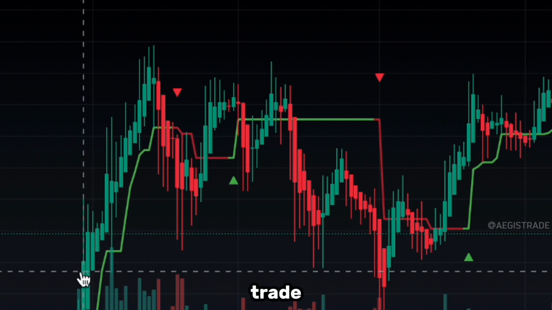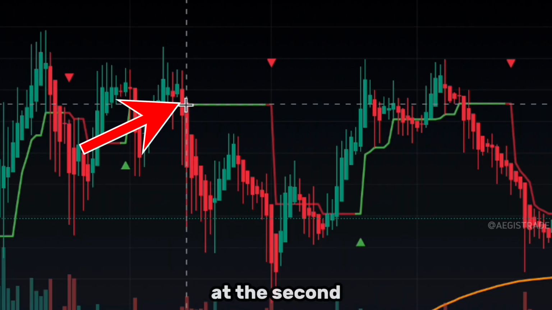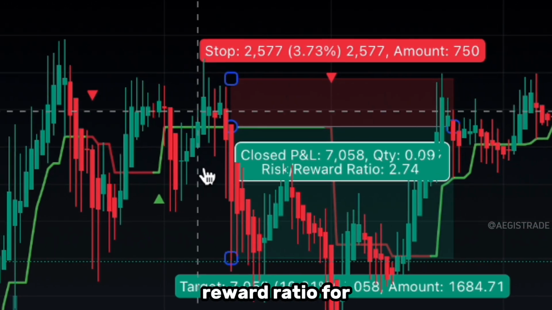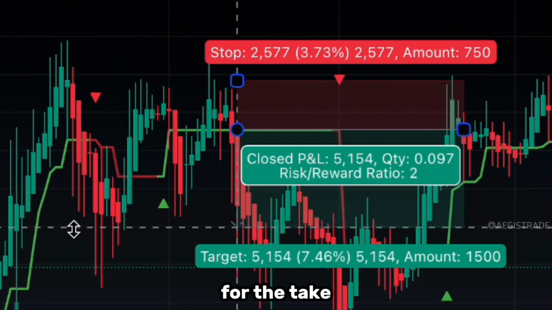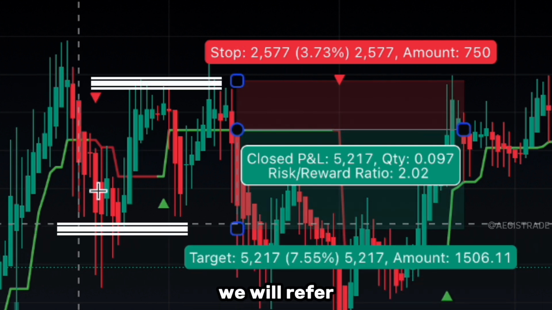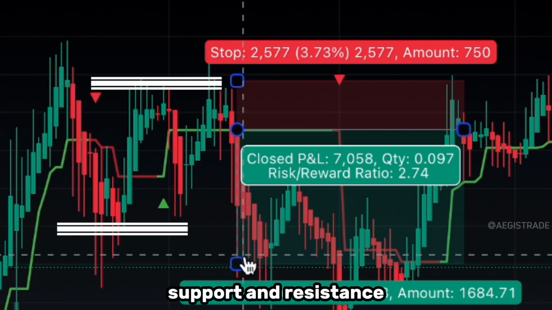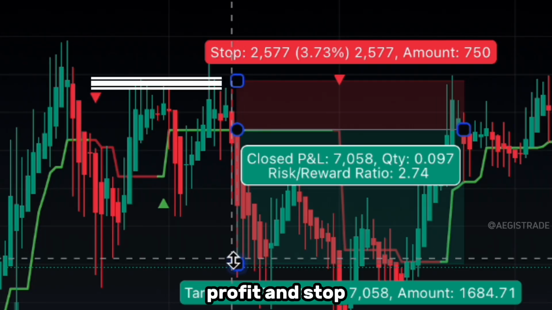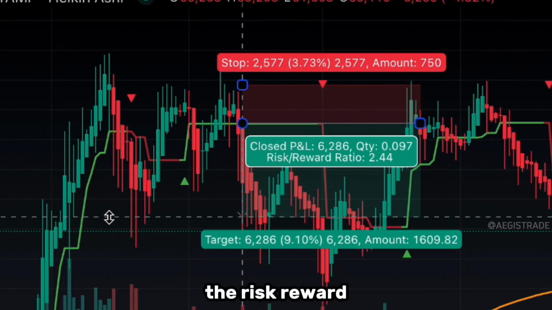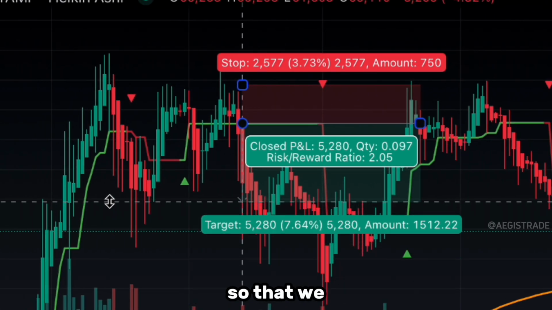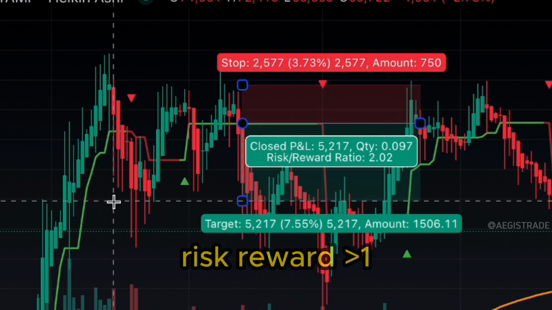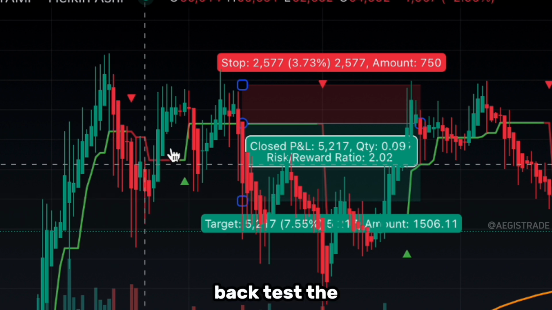The position of the trade will be at the second signal of breaking the trend line. Open up the risk-reward ratio tool for a short position, for the take profit and stop-loss positions. We will refer to our previous intermediate support and resistance to plan our take profit and stop-loss region. Besides, we also need to ensure the risk-reward projection is more than 1 so that we have a reward-biased trade when using this trading indicator. After that, we also need to backtest the strategy to suit our trading style.